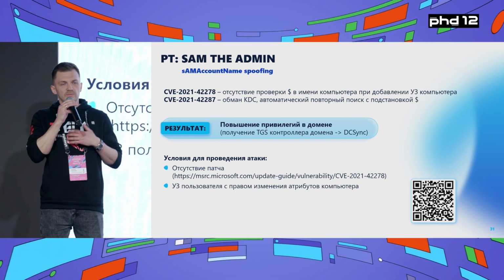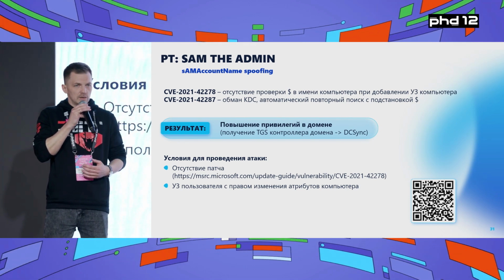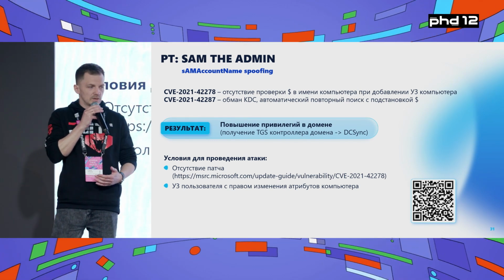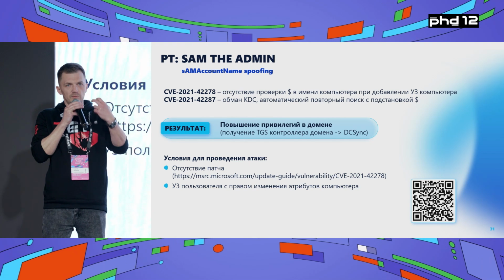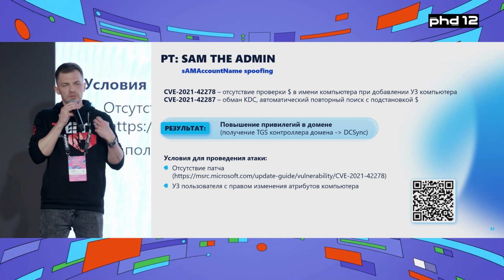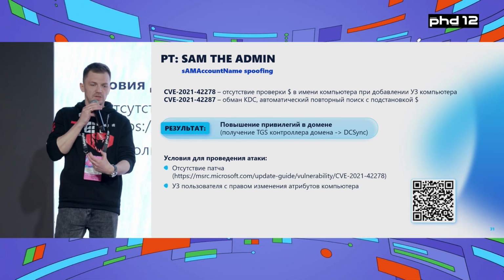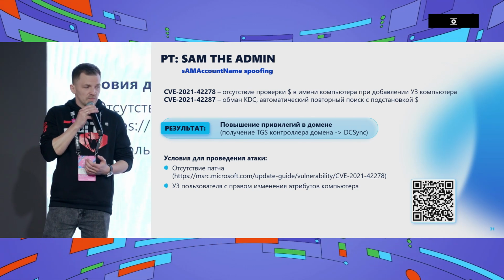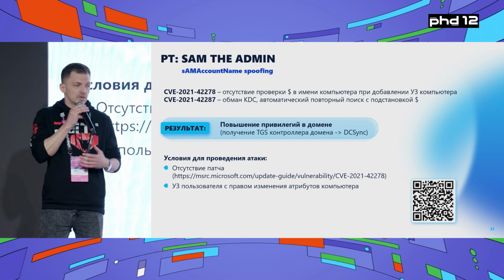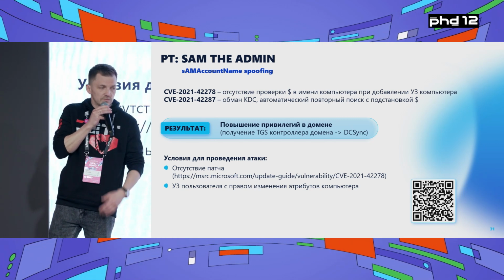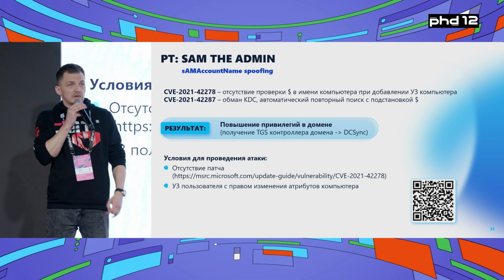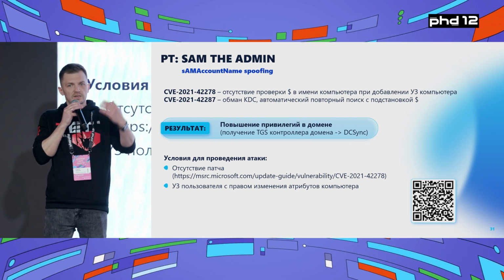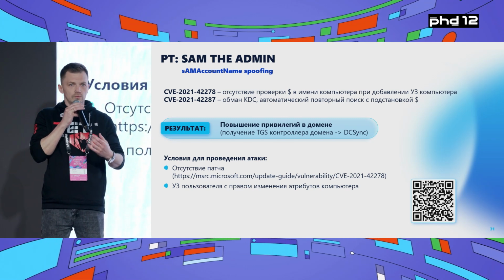The KDC, when it receives a request to issue a ticket, would scan the accounts of the domain and look for the name in the request in order to make sure that such a user does exist and is entitled to a ticket. So the vulnerability 42287 was identified.